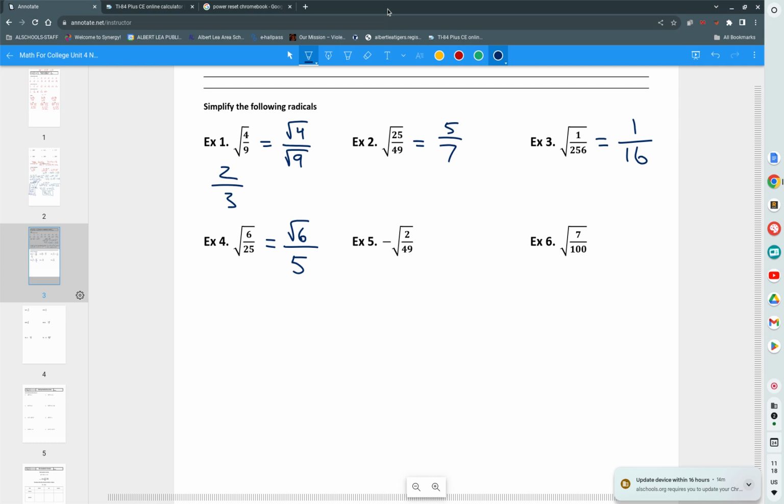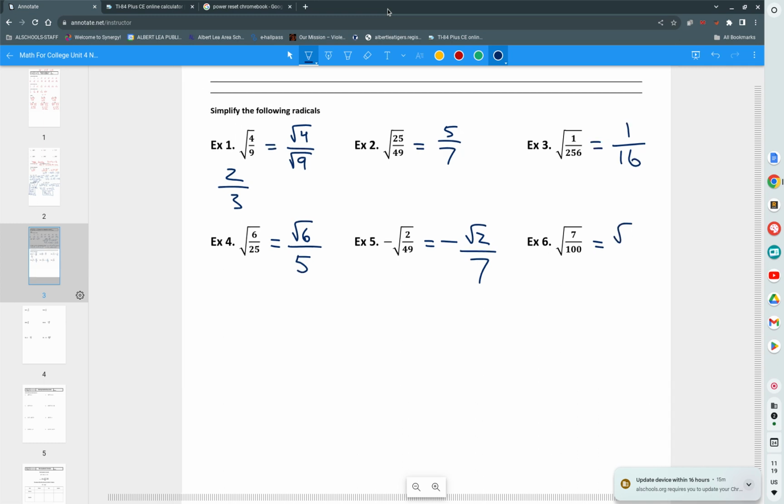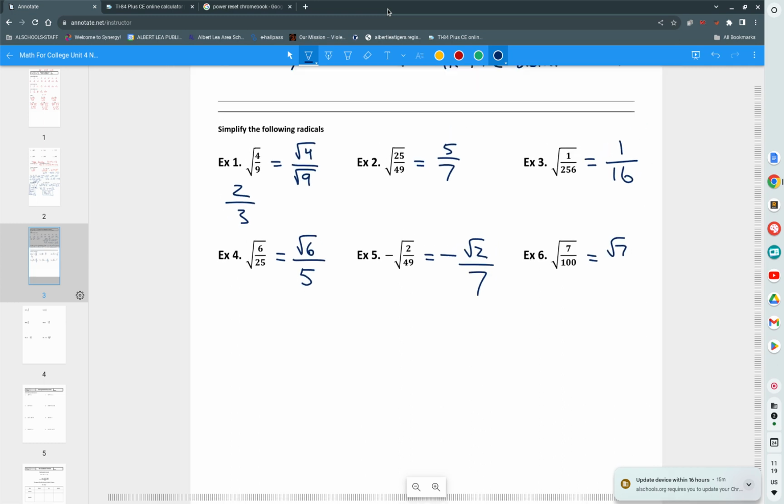The next one, there's a negative out front. Don't worry about it, just write negative. And you have the square root of 2 on top, and what do you have in the bottom? 7. Notice again, there's no square root in the denominator. Next one, you've got square root of 7 in the top. And in the bottom, you have 10. Again, there's no square root in the denominator.